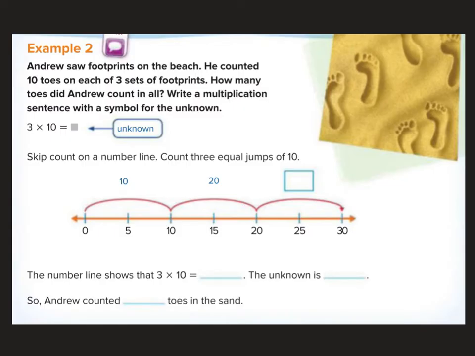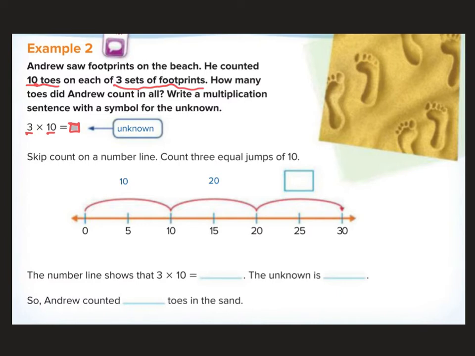Let's look at example 2. Andrew saw footprints on the beach. He counted 10 toes on each set of 3 sets of footprints. How many toes did Andrew count in all? Write a multiplication sentence with a symbol for the unknown. So we have 3 sets of footprints, and in each set of footprints there are 10 toes, because there's 2 feet, 10 toes, right? And then our box equals box because that is our multiplication sentence, and our symbol is the box for the unknown.